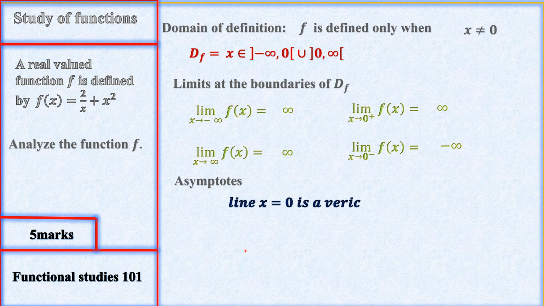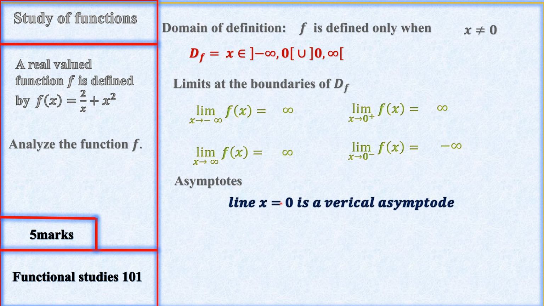So my line here, x equals 0, is a vertical asymptote to my graph, and it's usually the point where the function is not defined. Most of the time, that's how you can take it directly. Now, coming here, we see that as x tends to either positive or negative infinity, the function tends to positive infinity. So in this case, when x is getting very large, it does not approach a particular number.